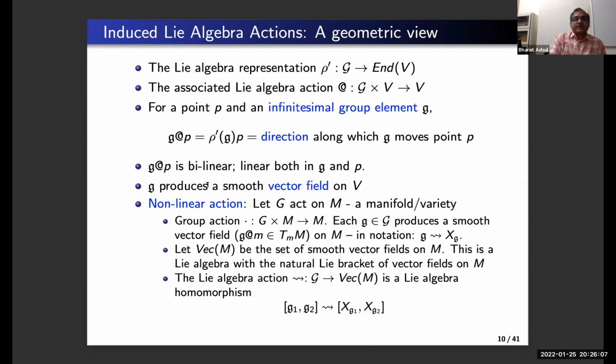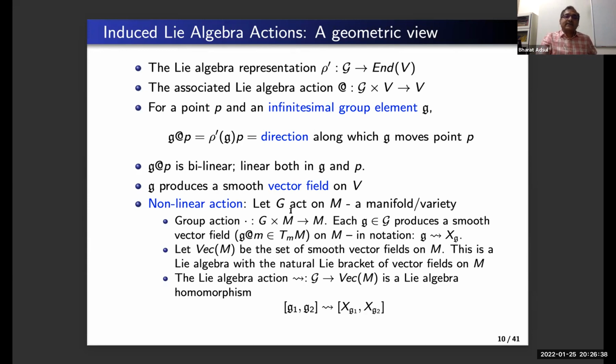So you should really think that once I fix an infinitesimal group element, it produces a vector field on the vector space. For every element, if I move this element, it will move in a certain direction, and this happens for every element. So every Lie algebra element produces a smooth vector field on V. This is when you have a linear action of the group. This is how the induced Lie algebra action can be thought of.